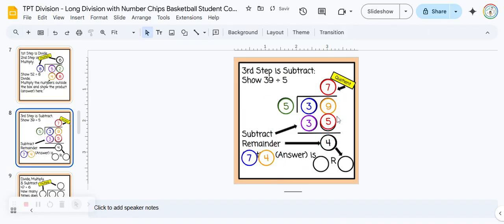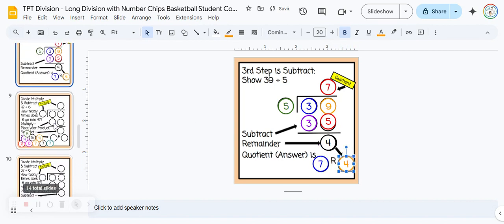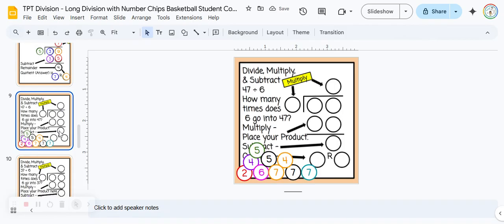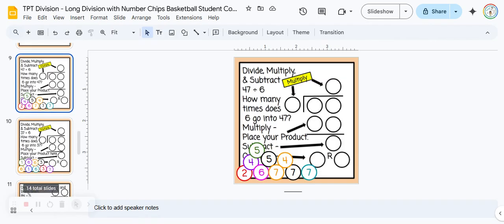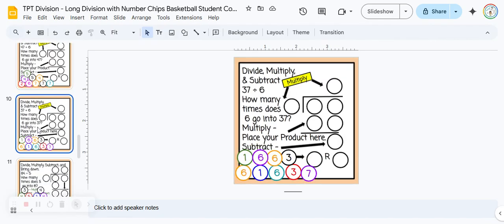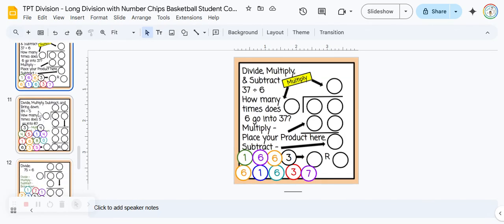Now this problem's now complete because the number we have here is smaller than our divisor. So that means we stop here. We get a quotient or an answer of 7, remainder 4. Students are going to be doing that again on the next slide. The first 3 steps. Same thing on the next slide.